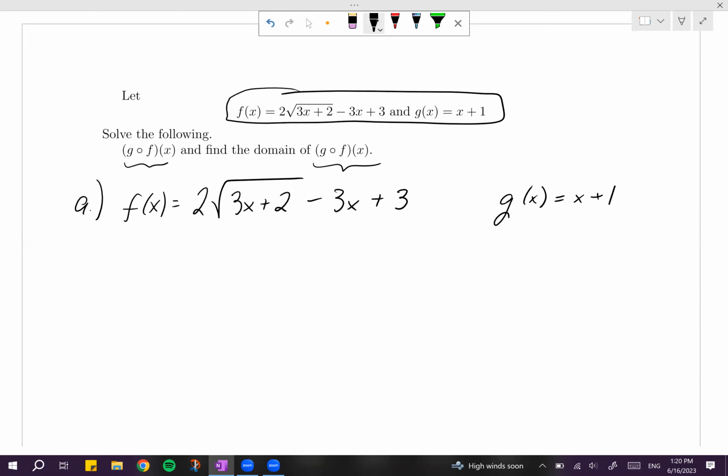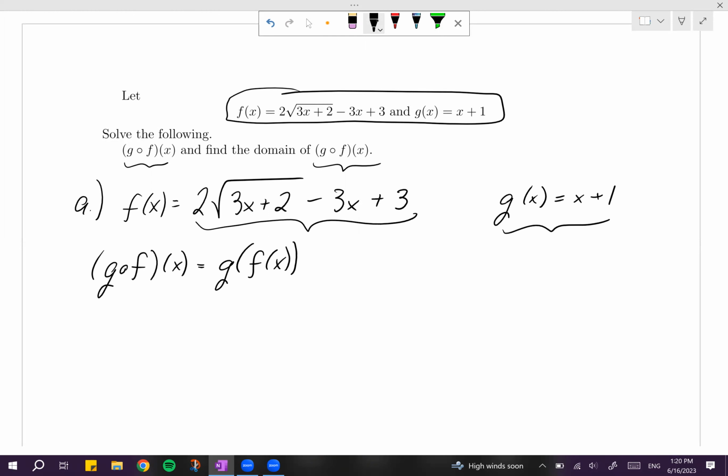Alrighty. So g composed with f of x is g of f of x. What this means is we have our g function, and everywhere we see an x, we're going to put the entire f of x function in there. So we're going to put it in here, we're going to put it in here.